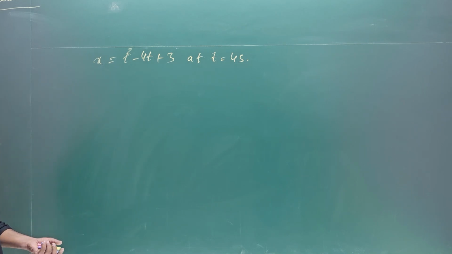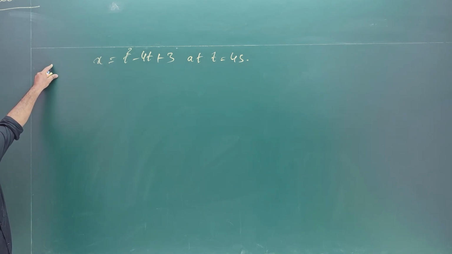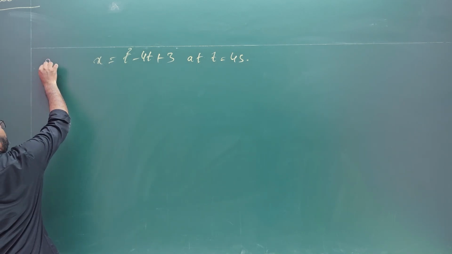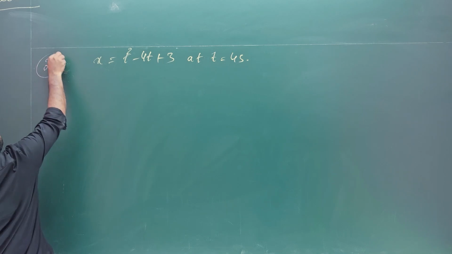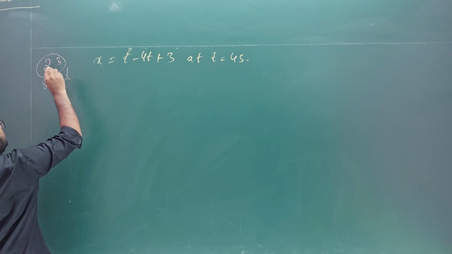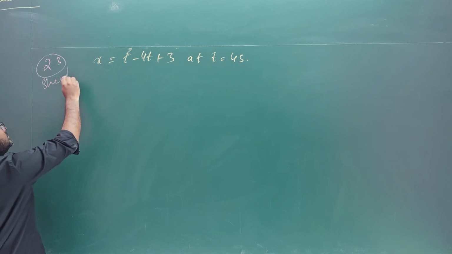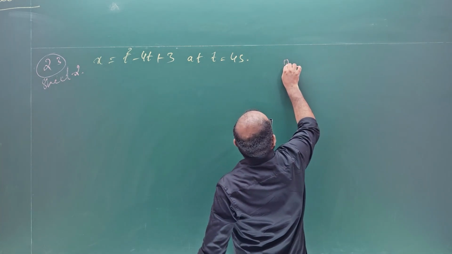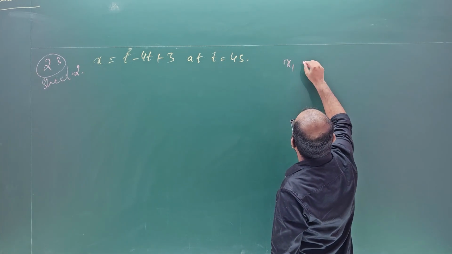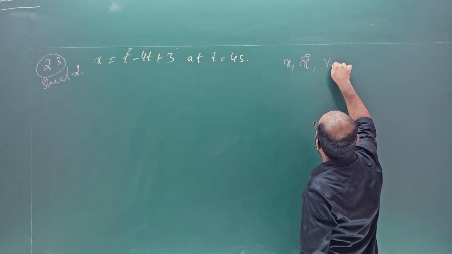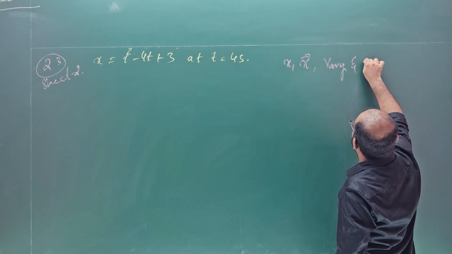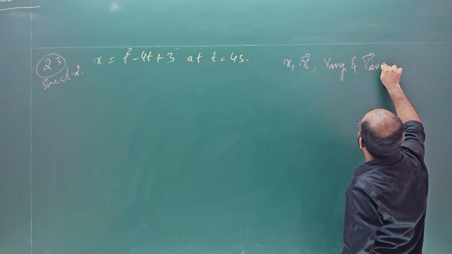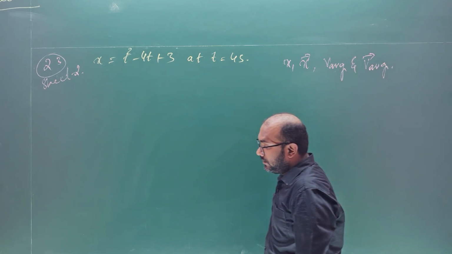So, this is the question number. What is the question number in the sheet? 23. So, 23rd question in the sheet. Sheet first or second? Second sheet. Okay, now, what was asked to calculate? Calculating distance, displacement, average speed, and average velocity.